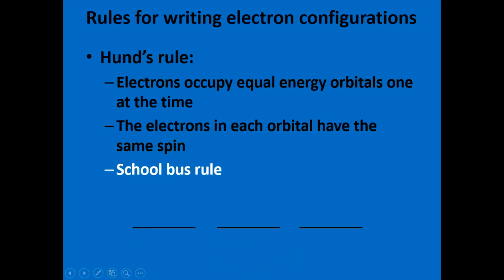So if we are talking about the p sublevel, the 2p, then your first electron is going to occupy the first p orbital. Your second electron is going to occupy the second p orbital, and your third electron is going to occupy the third p orbital.